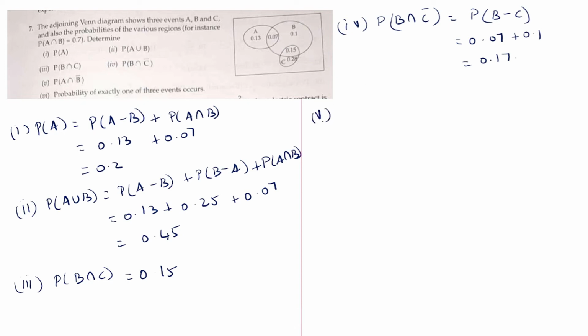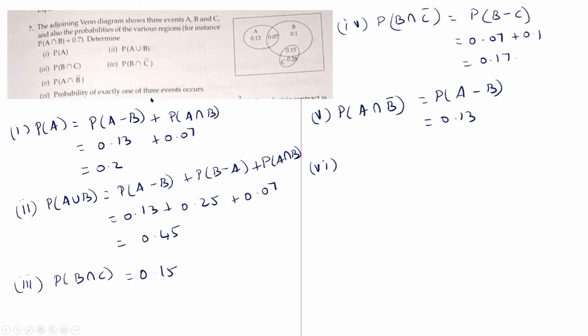Then the next subdivision, probability of A intersection B complement. A intersection B complement is probability of A minus B. So this is very easy. It is this part alone. So it is 0.13.